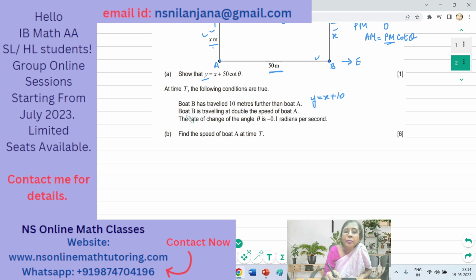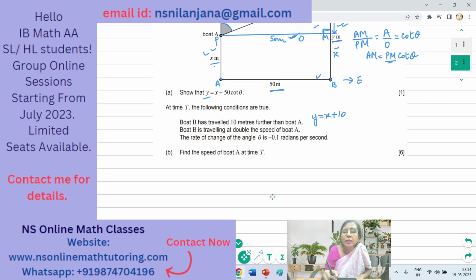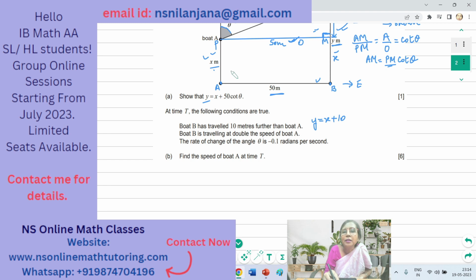Another one is saying boat B is traveling at double the speed of boat A. What is boat A's speed? What is speed? It is the rate of change of distance with respect to time. Rate of change of distance with respect to time means derivative, differentiation of distance with respect to time.